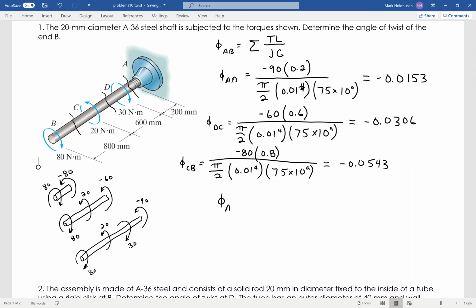So now I'm going to add all of those together, and I get the total twist from A all the way to B is going to be negative 0.1002, and again that's radians, and that just comes from adding all of those together.